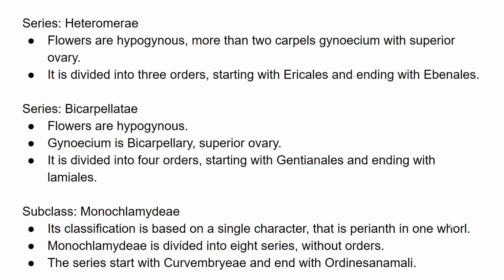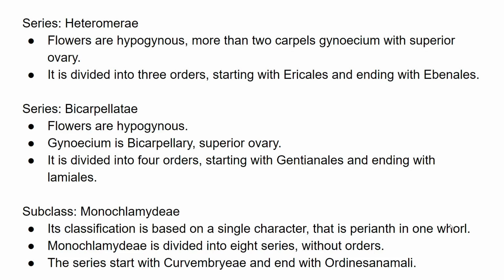Next series, heteromerae. Flowers are hypogynous, more than two carpels, gynoecium with superior ovary. It is divided into three orders, starting with ericales and ending with ebenales. Next series, bicarpellatae. In bicarpellatae, flowers are hypogynous, gynoecium is bicarpellary, superior ovary. Bicarpellatae is divided into four orders, starting with gentianales and ending with lamiales.